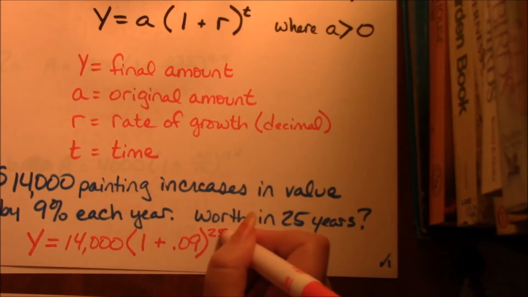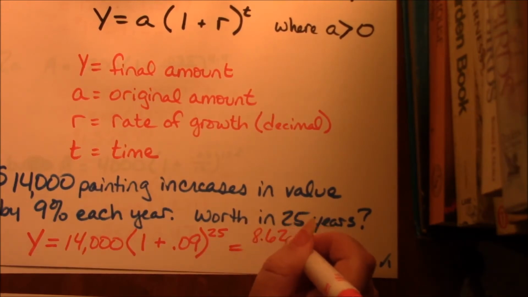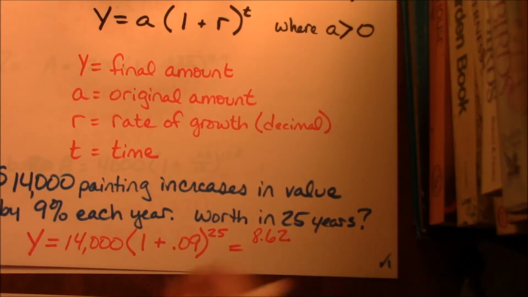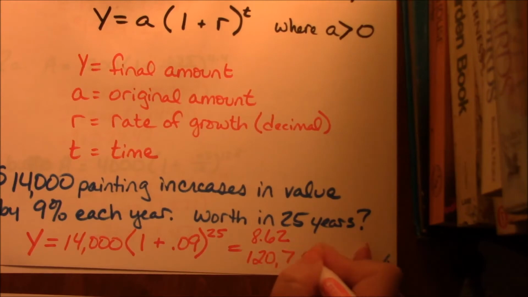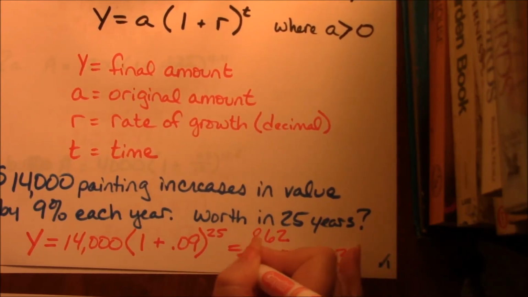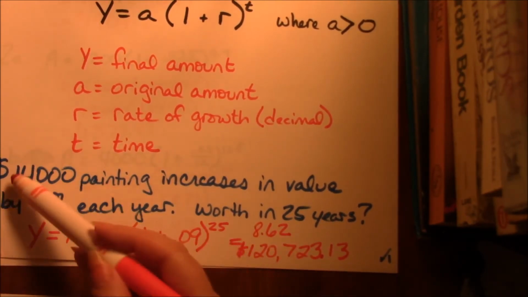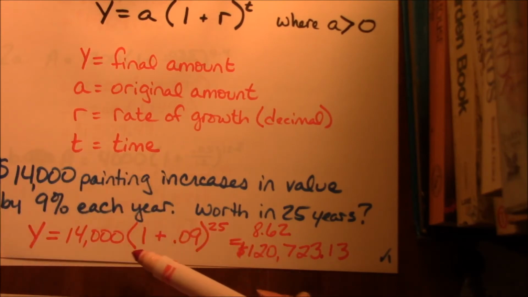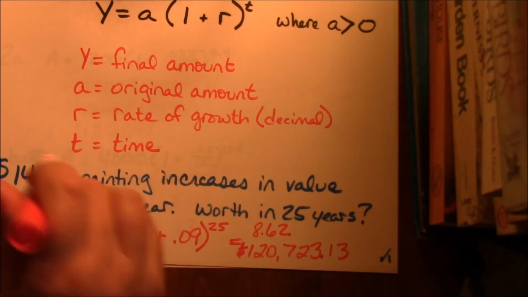So this is just set up the formula and calculator work. And 1.09 to the 25th power is 8.62306604, whatever, and we're going to multiply that by 14,000 to get $120,723.13. And I copied the problem wrong out of the book. If you're following along in the book, the painting in the book is only worth $1,400, so I'm off by a whole decimal point, but this is the answer for this problem.